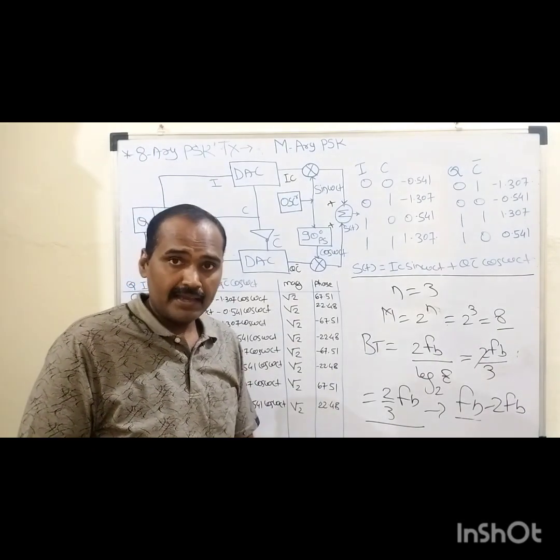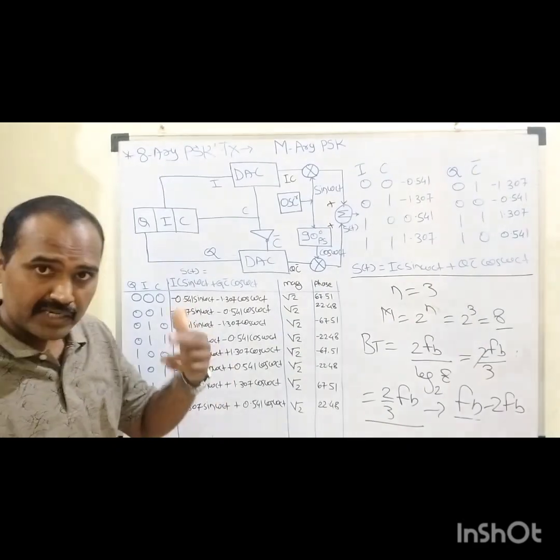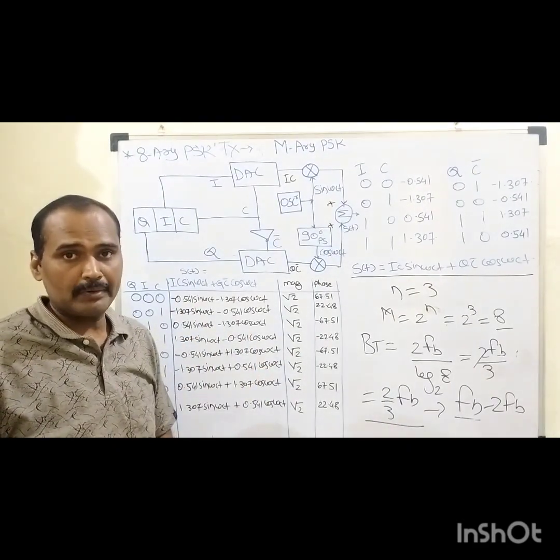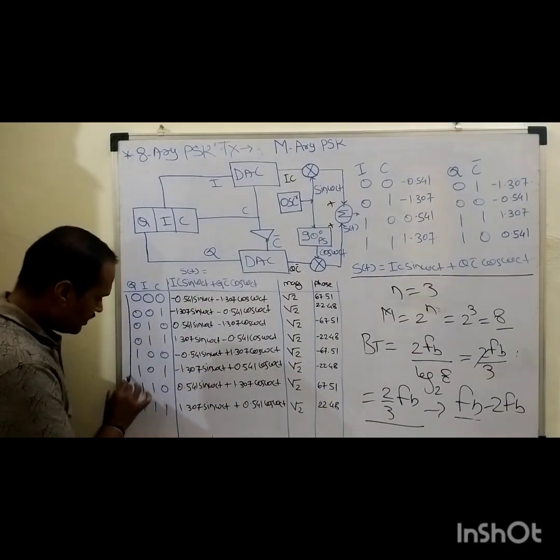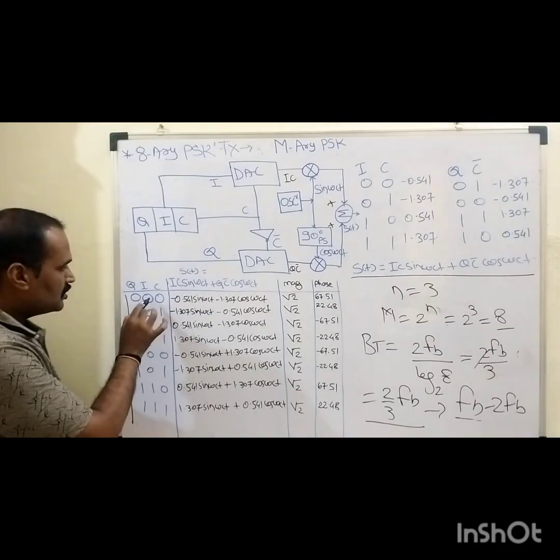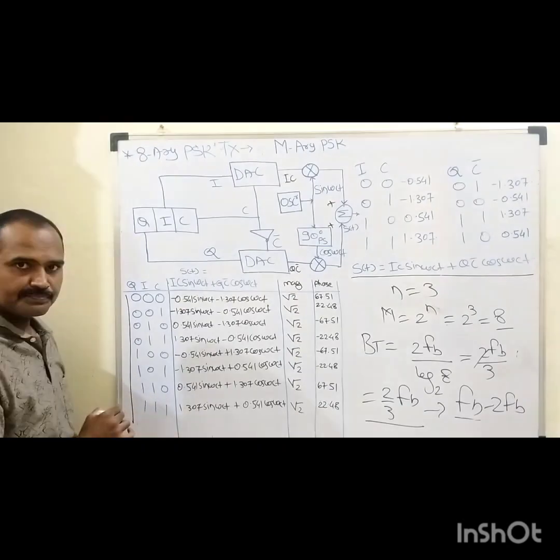Now, as we have 8 different symbols, each and every symbol consists of 3 bits. So according to the binary number system, in this way, these 8 symbols are being represented starting from 000 to 111.